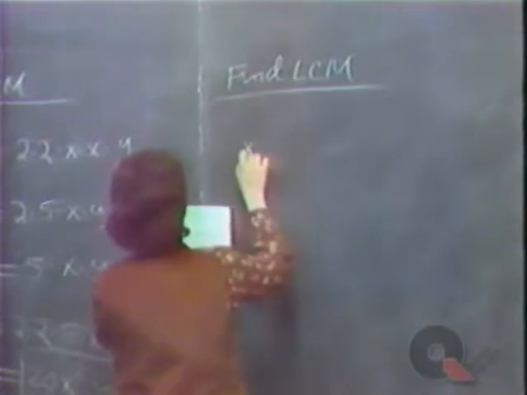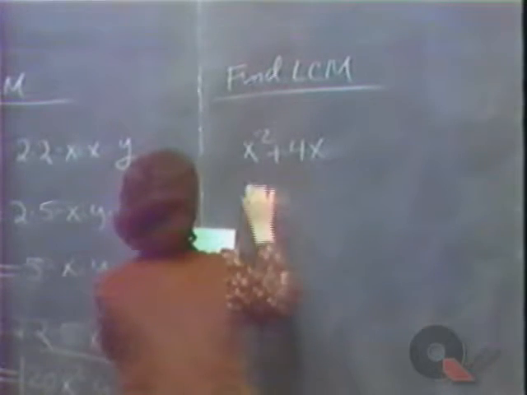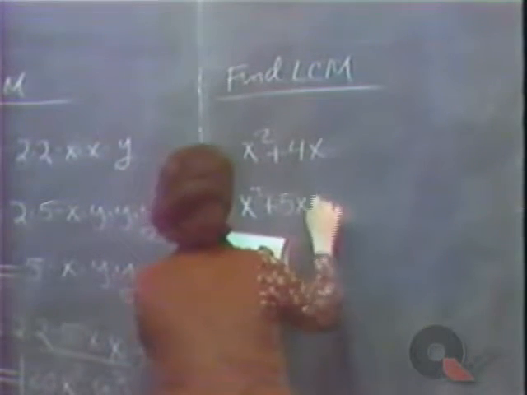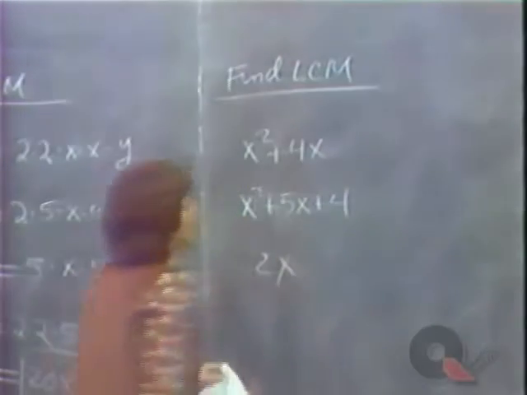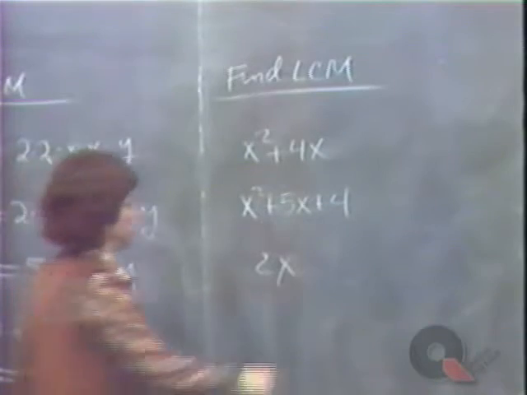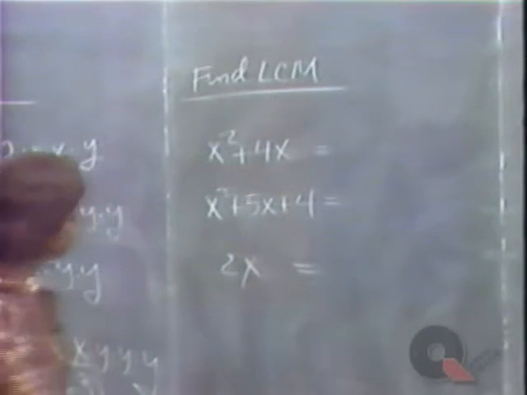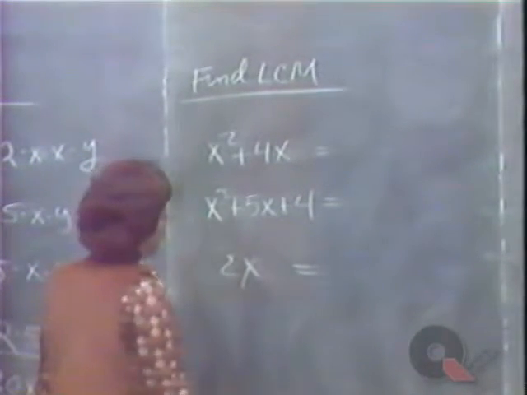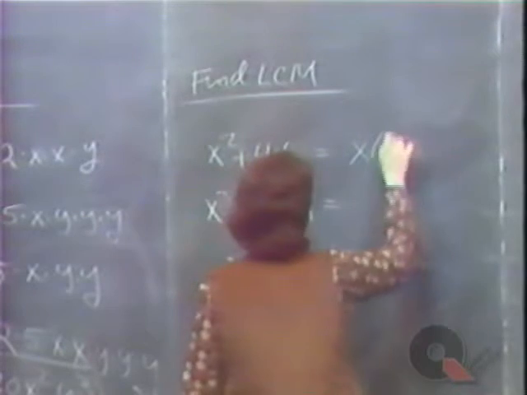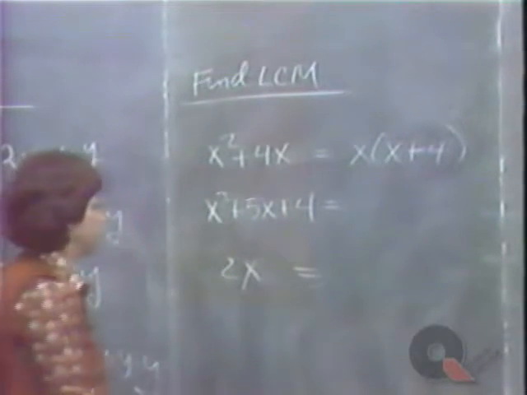And we're dealing with x squared plus 4x, x squared plus 5x plus 4, and 2x. Factor each of these expressions completely. The top one, we look for a common factor. We have x. It's x times x plus 4. We always start by looking for a common factor.